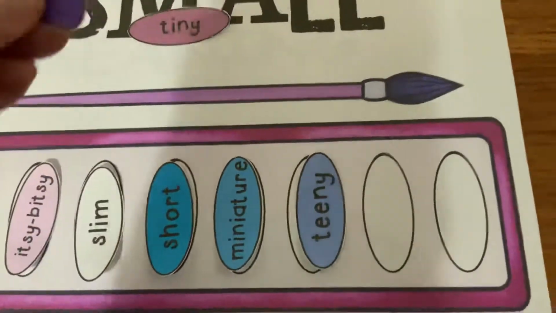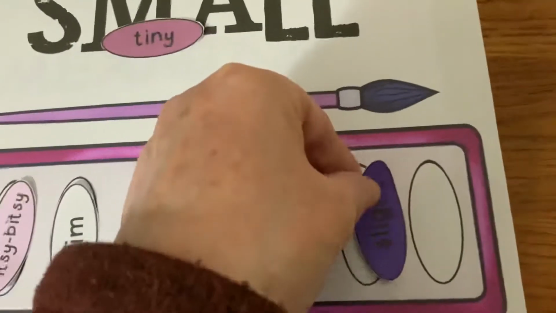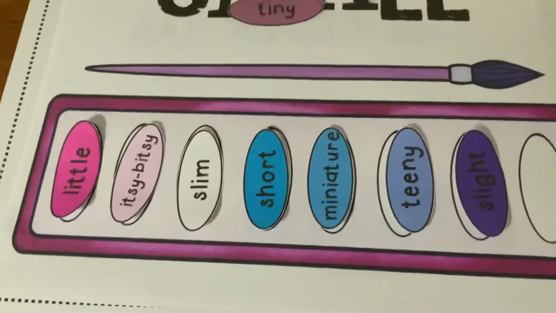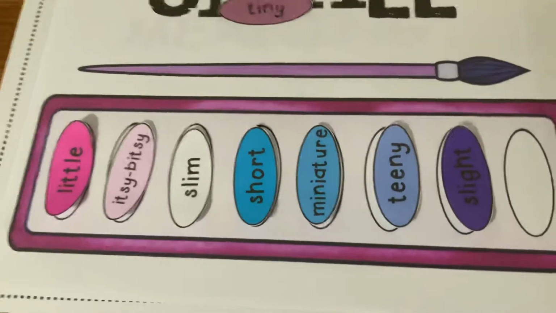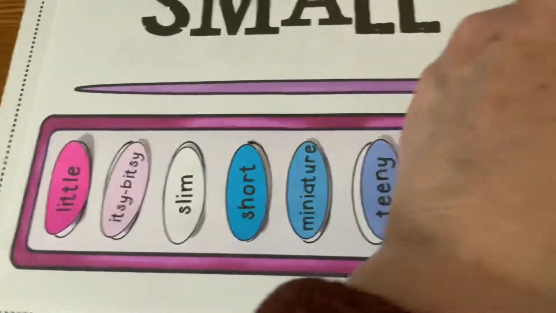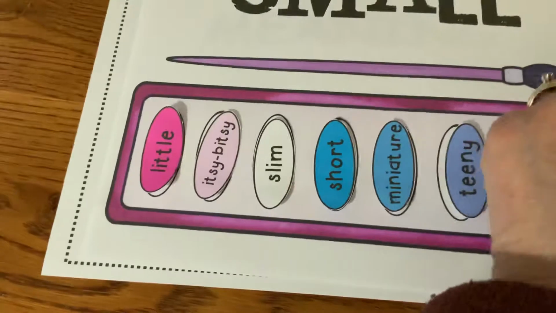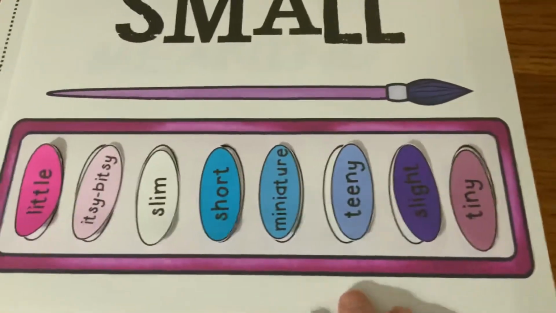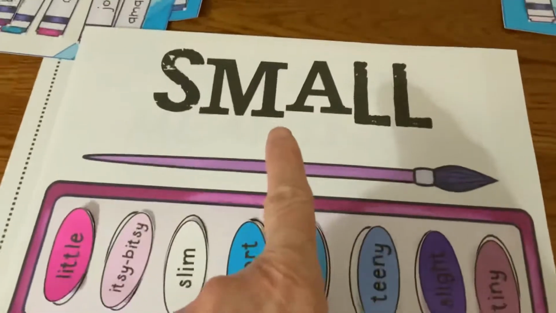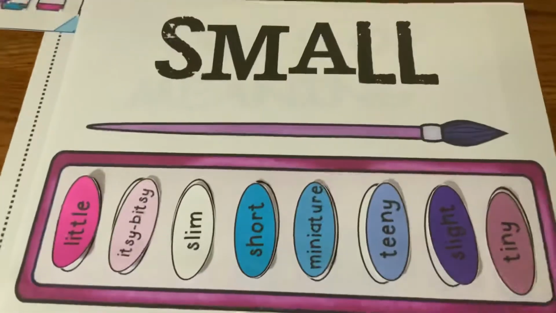Or slight. Did he hurt you a little bit? Slightly, just a little bit. Or tiny, something that is tiny. All those words give us the idea of something small, but it gives us different degrees.